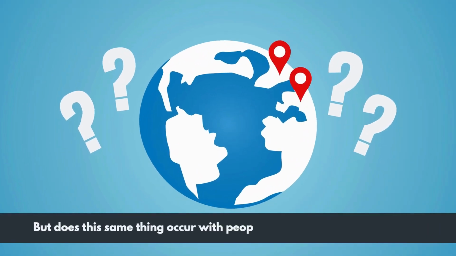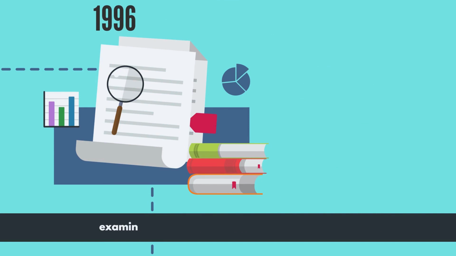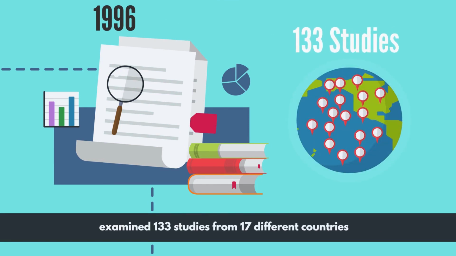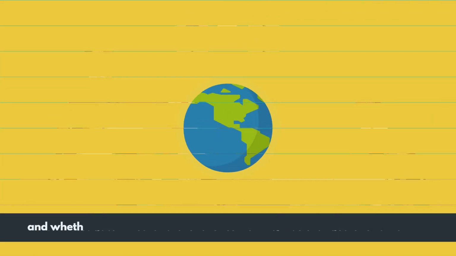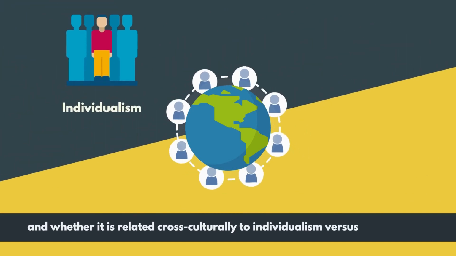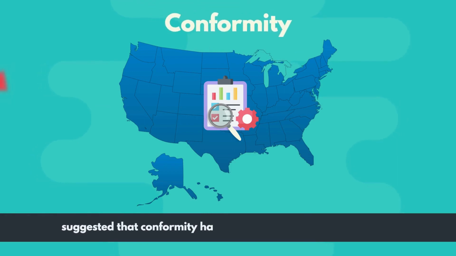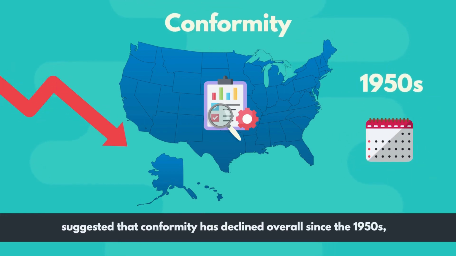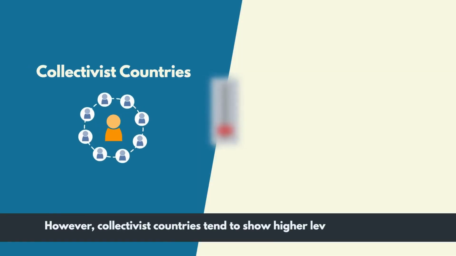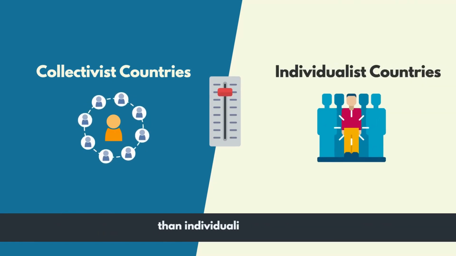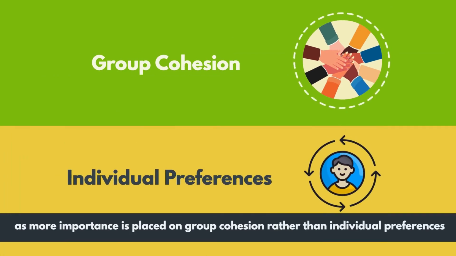But does the same thing occur with people in other parts of the world? A meta-analysis from 1996 examined 133 studies from 17 different countries to investigate whether the level of conformity has changed over time and whether it's related cross-culturally to individualism versus collectivism. The examination of US studies suggested that conformity has declined overall since the 1950s, the time when Asch's study was initially conducted. However, collectivist countries tend to show higher levels of conformity than individualist countries, as more importance is placed on group cohesion rather than individual preferences.